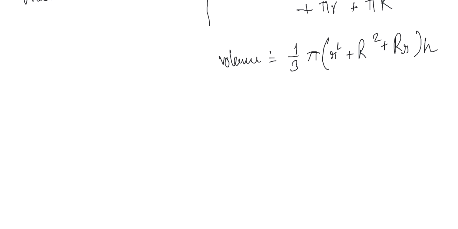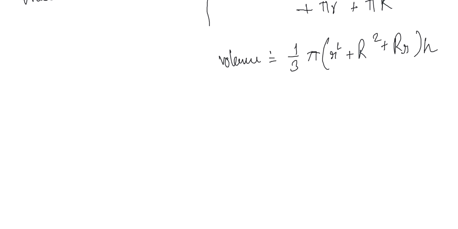Then we come to pyramid. Pyramid is any figure with a pointed side, and volume of any pyramid is 1 by 3 area of base into height. Lateral surface area is half into perimeter of base into slant height, and total surface area is lateral surface area plus area of base.